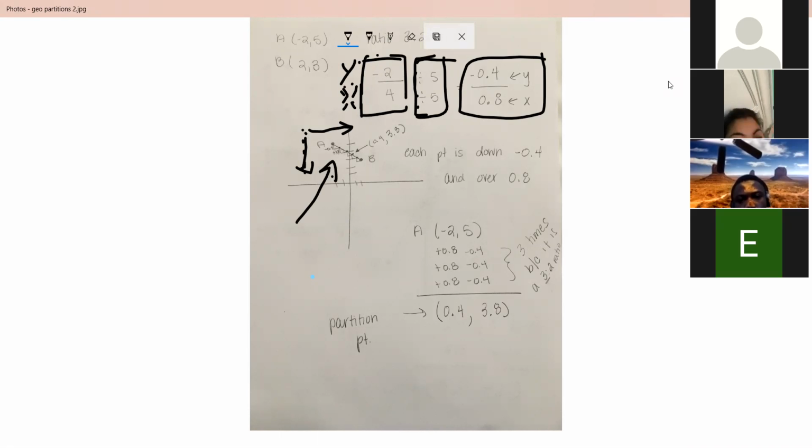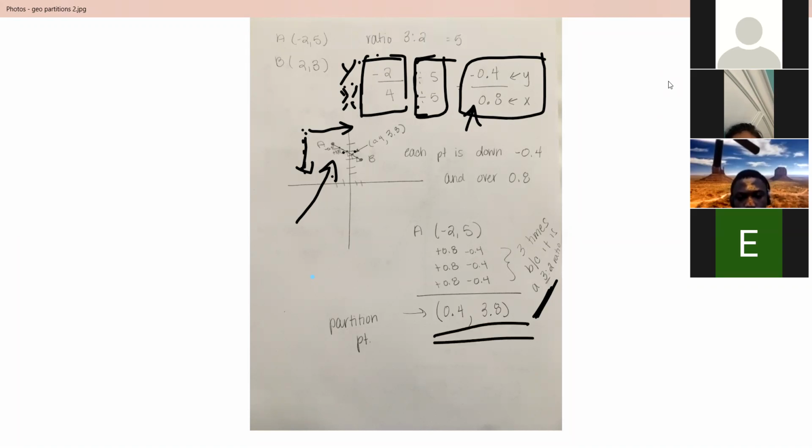Now, here's where it gets a little tricky. She took the A and she said, where would that partition be from my A point if I just added this particular movement 3 times? And she added 3 times because it's a 3-2 ratio. So you add it 1 time, that gives you the first partition move. You add it again, that gives you the second. You add it again, and that right there is where your coordinate point is, that partitions that segment into a 3-2 segment.